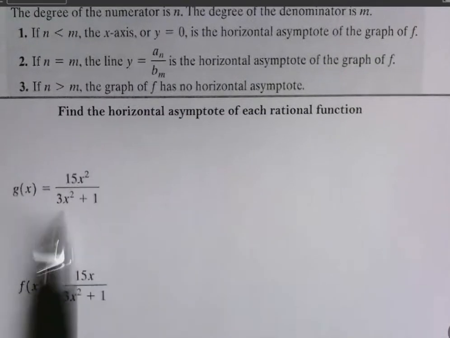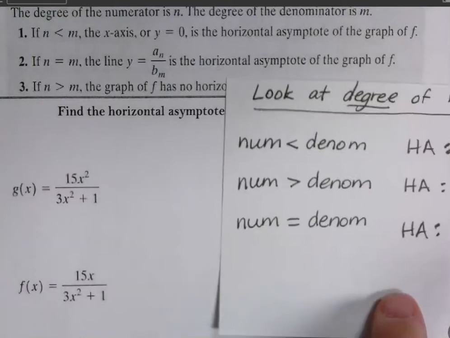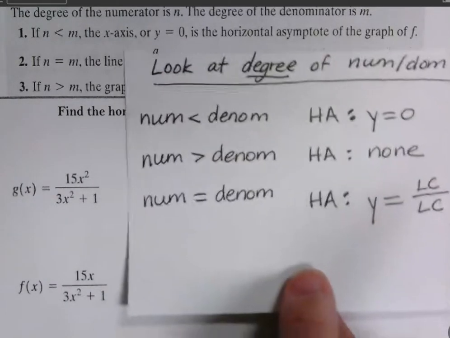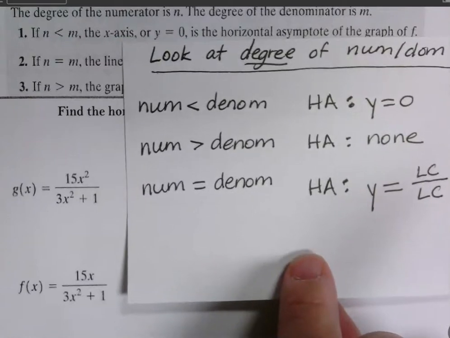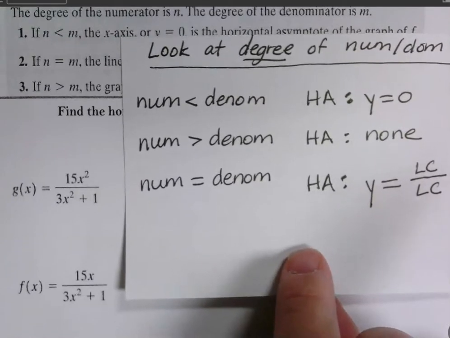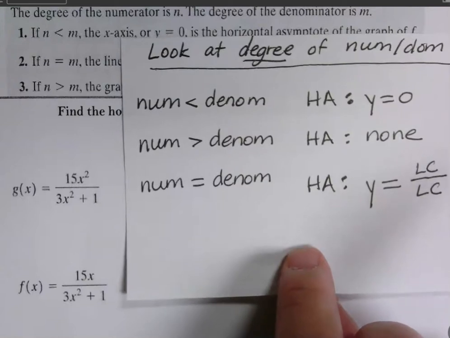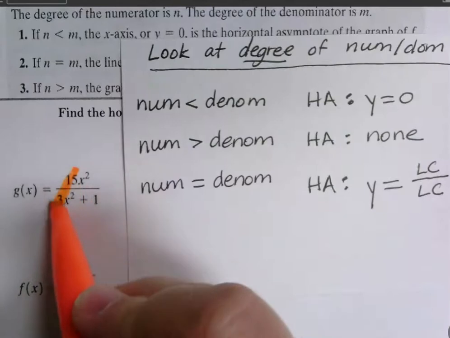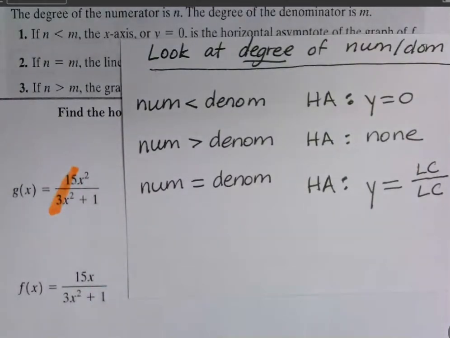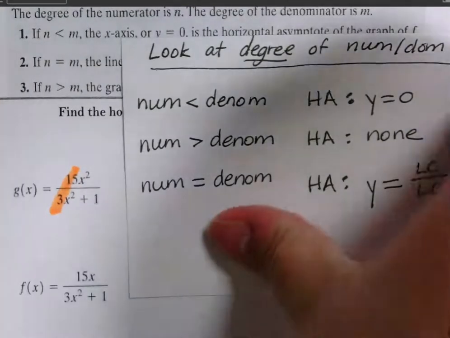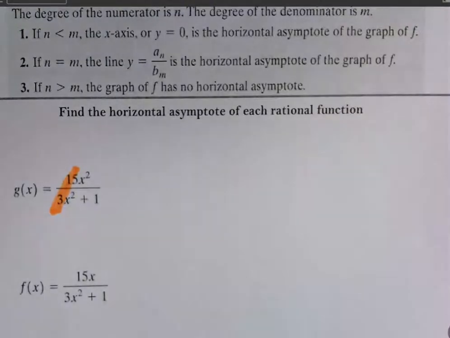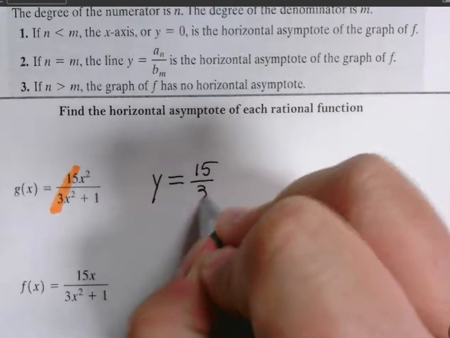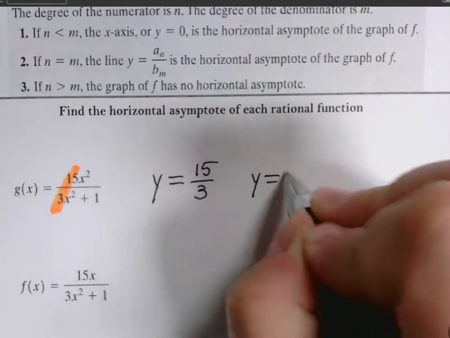Here, the degree matches. The top is squared, the bottom is squared. They both have a degree of 2. That's when this third case is coming into play. I take y equals, and then I take the leading coefficient of the numerator and the leading coefficient of the denominator and make a fraction out of them. It's almost like we just ignore everything after the very first thing we see on both numerator and denominator. So that would be y equals 15 over 3, which I'm going to simplify, or y equals 5.